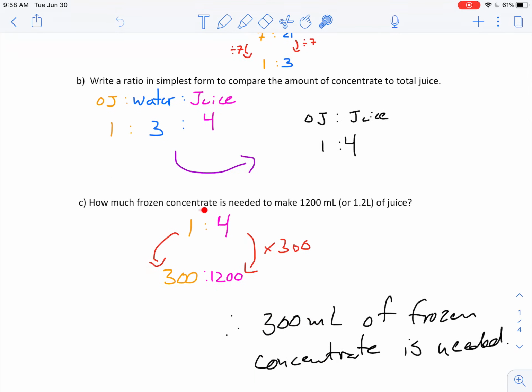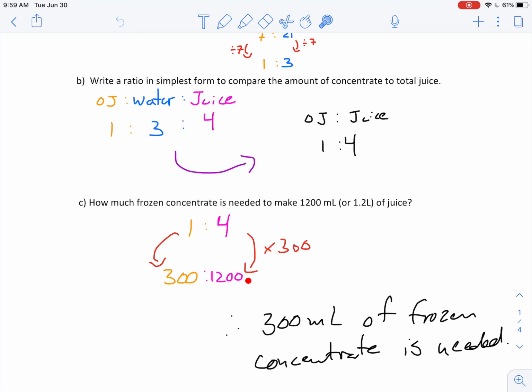C. How much frozen concentrate is needed to make 1,200 milliliters, or 1.2 liters, of juice? Okay, so I know my ratio of concentrate to juice is 1 to 4, and I need to make 4 into 1,200 milliliters. And how do I do that? Well, I multiply it by 300. So 4 times 300 gives me 1,200.